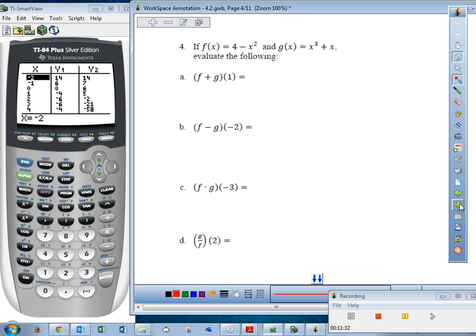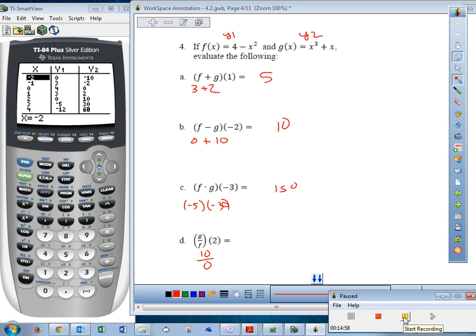So why don't you pause the video and get this one done here on number 4. Put those in, evaluate. A, 3 plus 2 is 5. B, 0 minus a negative 10, so it turns out to be plus 10, right, which is 10. C, negative 5 times negative 30 is 150. D, 10 divided by 0, how much?